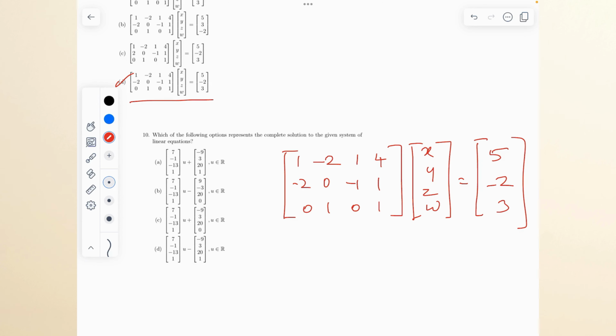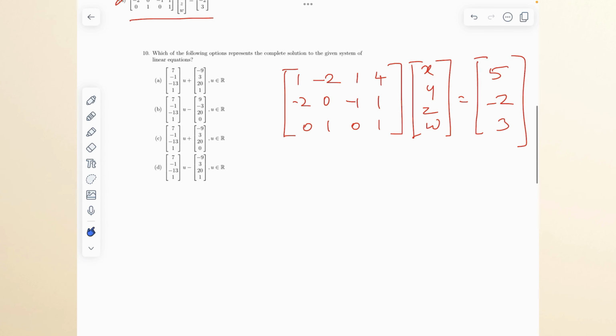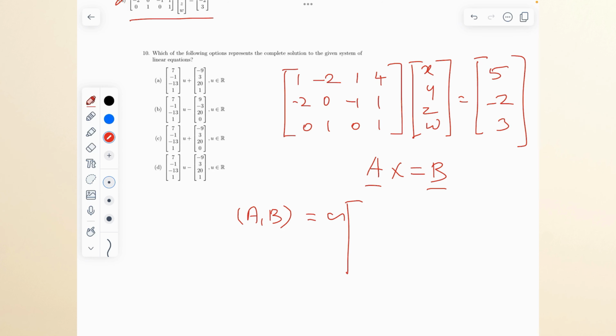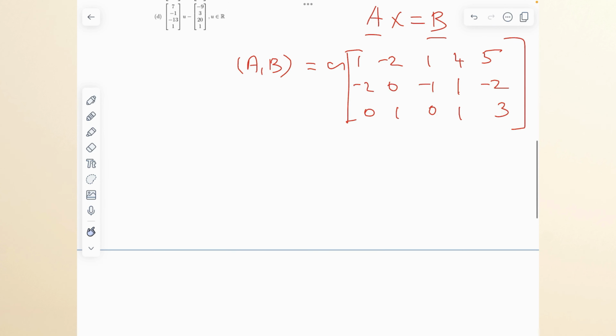Alright. Now, as I said already, converted into augmented matrix. It is in the form AX is equal to B. So this A and B we should combine. The augmented matrix A comma B is equal to 1, minus 2, 1, 4, 5. So you're combining and writing both A and B. Minus 2, 0, minus 1, 1, minus 2; 0, 1, 0, 1, 3. Alright, fine. Going into the next step now.